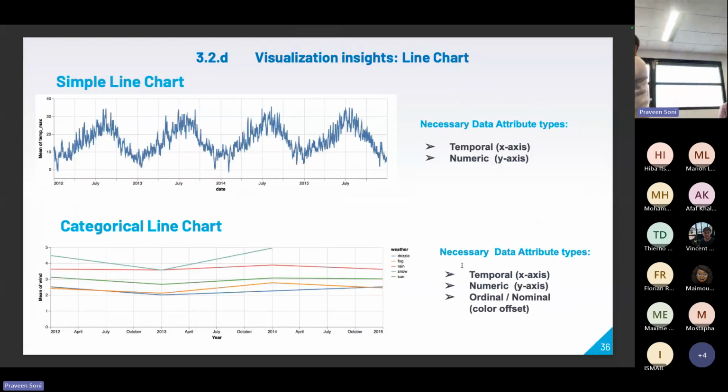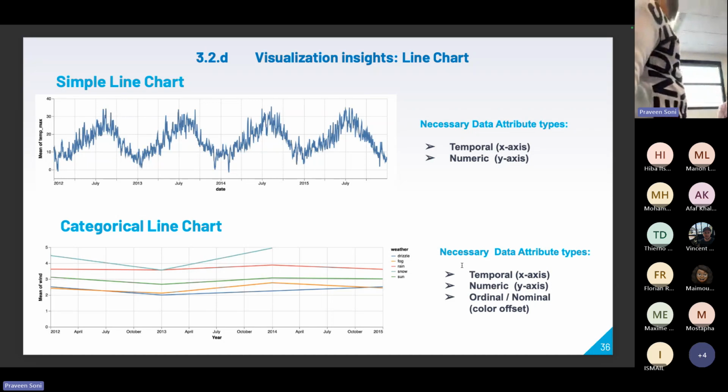On the x-axis is the time. On the y-axis is the mean of the temperature: minimum plus maximum divided by 2. On the x-axis you can say July, then the year changes. But this is only for the temperature. When I want to make it for different types of weather, for drizzle, fog, rain, you see different colors. So the third attribute I involve here is the category, or nominal, or something like this.